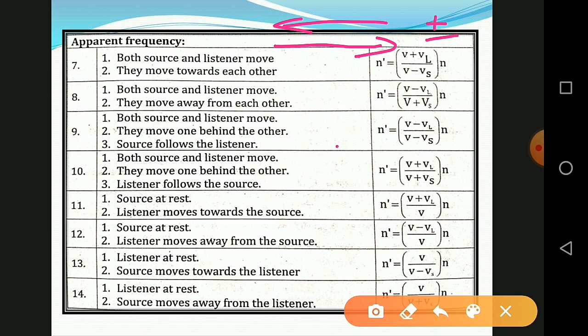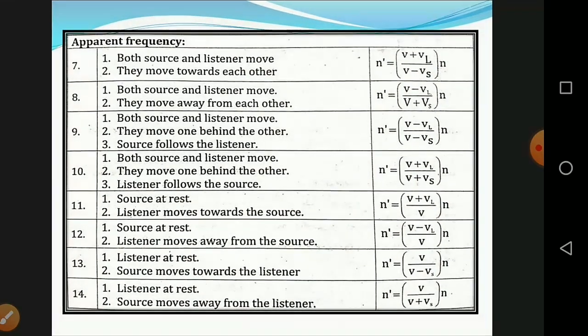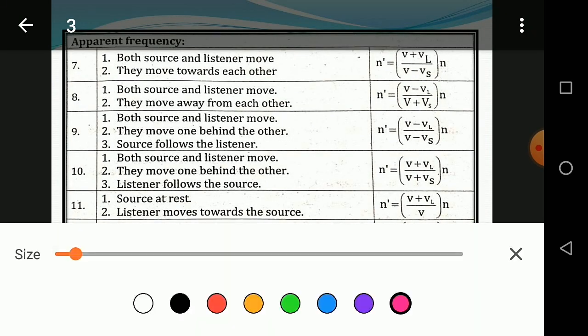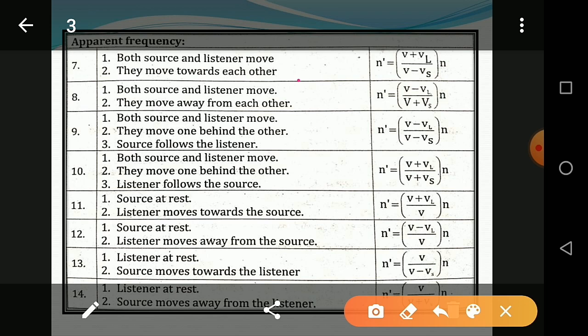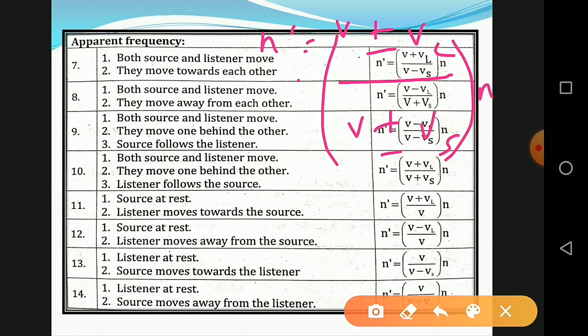And the next one is the general formula for the Doppler effect: n dash is equal to v plus or minus vl divided by v plus or minus vs, into n. This is the general formula.